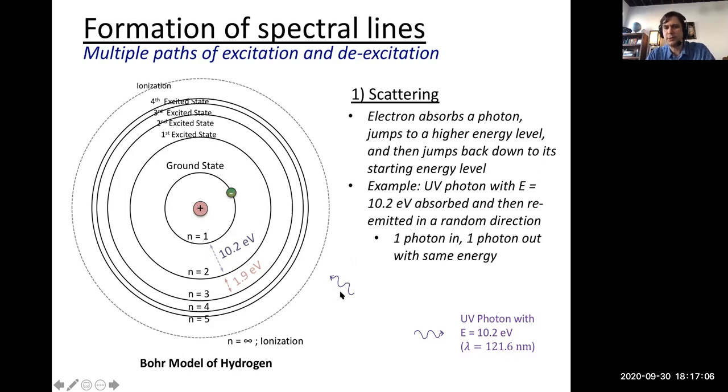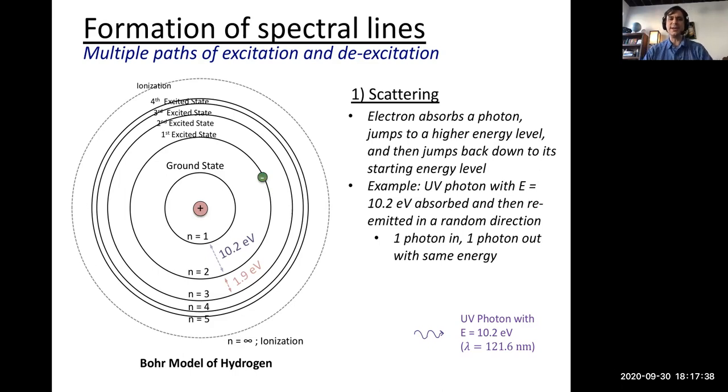I'm going to fire this photon that has a tasty energy, 10.2 electron volts, at the hydrogen atom. If it's flying through a cloud of hydrogen atoms, it's going to find a hydrogen atom that has this electron in the ground state. And what happens? Here comes the photon, finds an electron in the ground state. That electron absorbs it and jumps to a higher energy level. So now we have this excited electron.